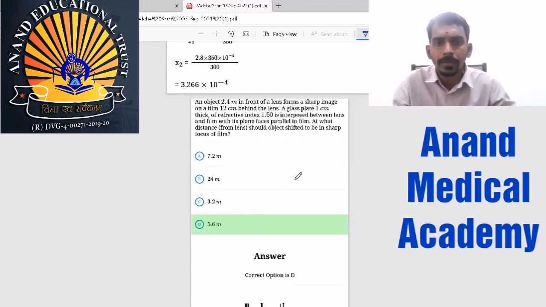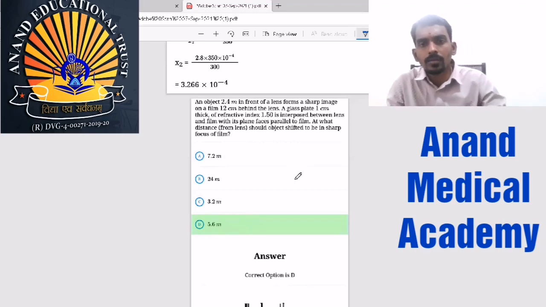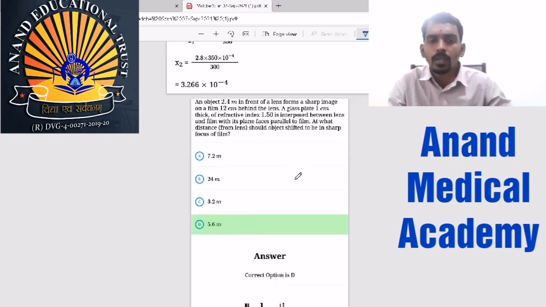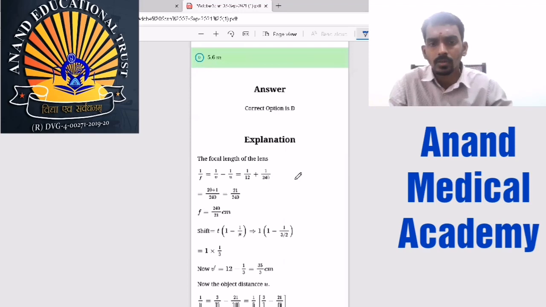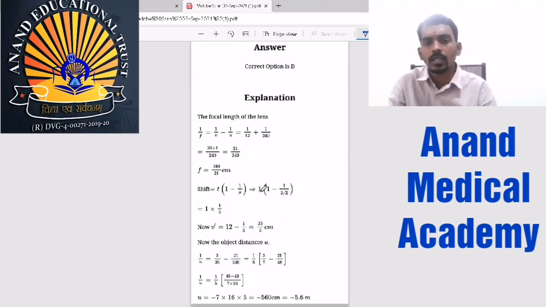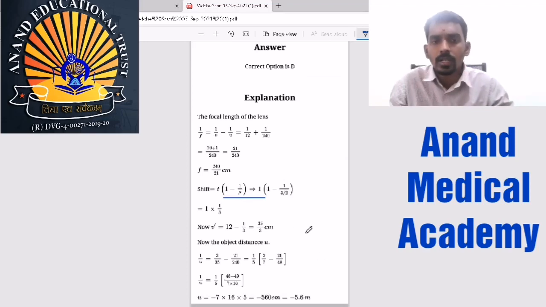So here also one question: an object is placed in front of a lens and forms a sharp image on a film 12 centimeter behind the lens. A glass plate having refractive index mu is placed between the lens and the film with its plane faces parallel to the film. At what distance should the object be shifted to be in sharp focus on the film? Because of the introduction of the plate, there is a shift of (mu minus 1) into t. So that only you have to consider here. The shift you have to consider, then you can calculate.